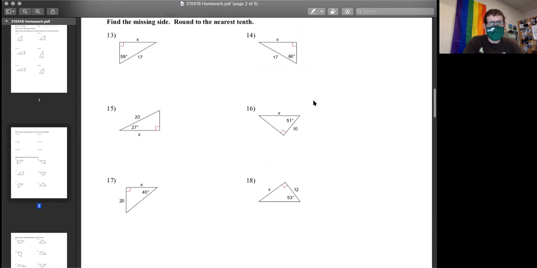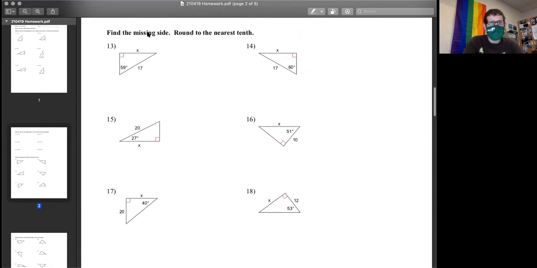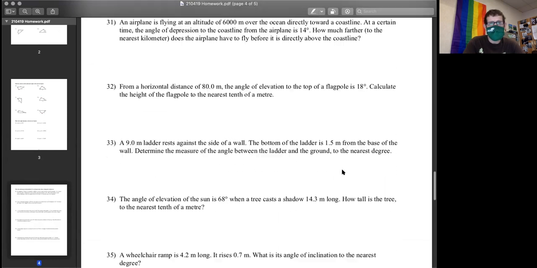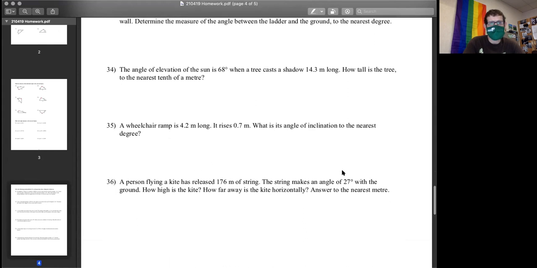With these, I did change the instructions in your homework very slightly. Instead of just solving for x, I want you to solve the triangle, and that means solve for all missing sides. You're not just going to solve for x here, you're also going to solve for y, and you're going to solve for z. So I want you to solve for all the missing sides, all the missing angles, everything that's not there. You're going to have a couple of problems where they give you two sides, and I want you to solve for all the missing pieces of information. And then there are some word problems at the end. Okay, that's pretty much it.